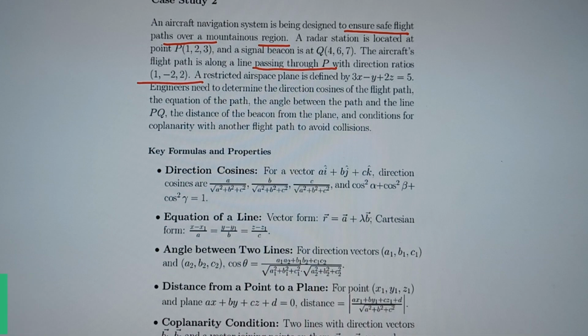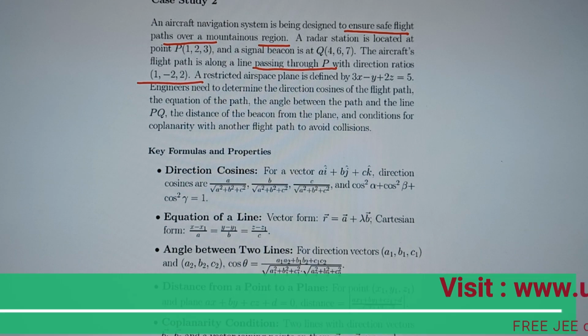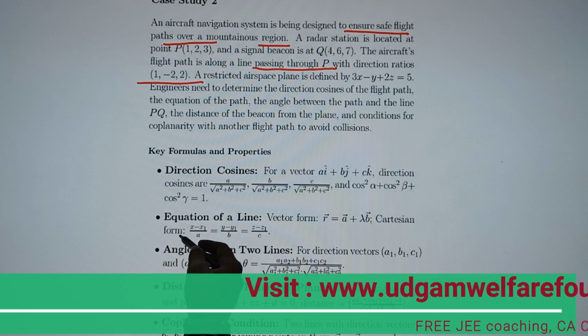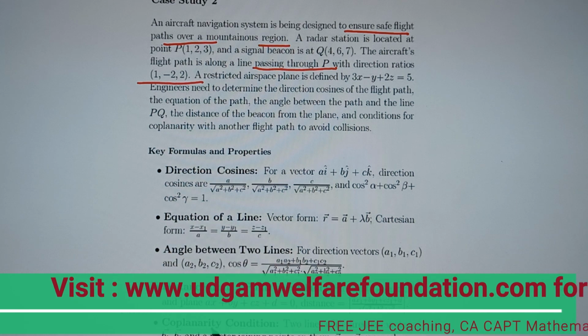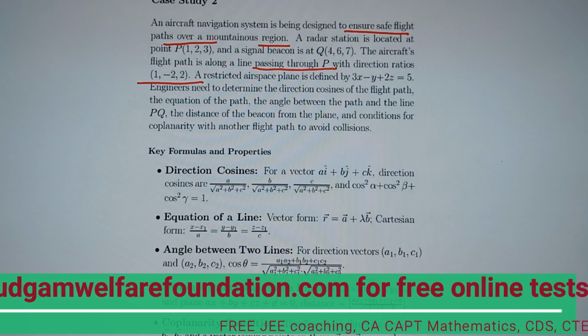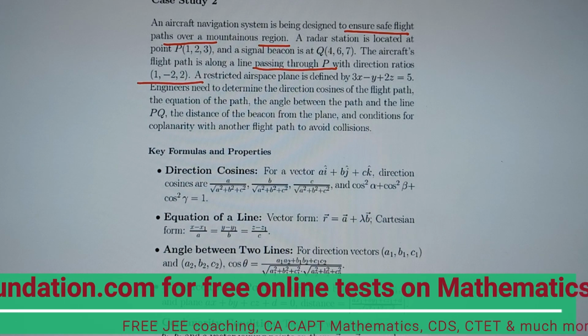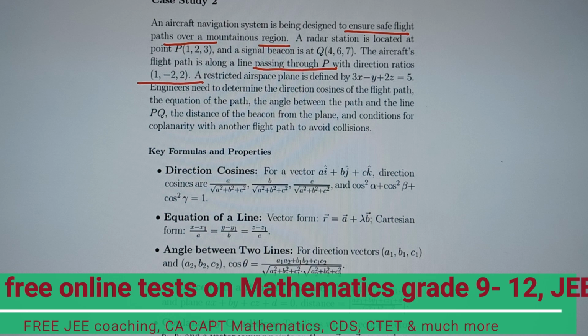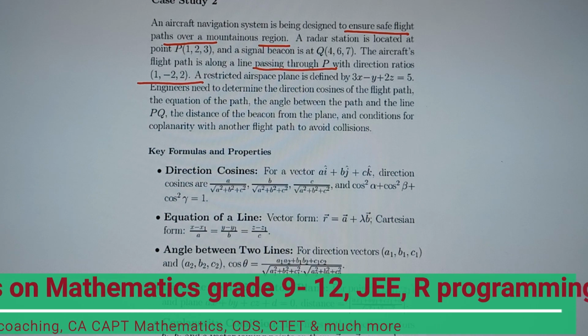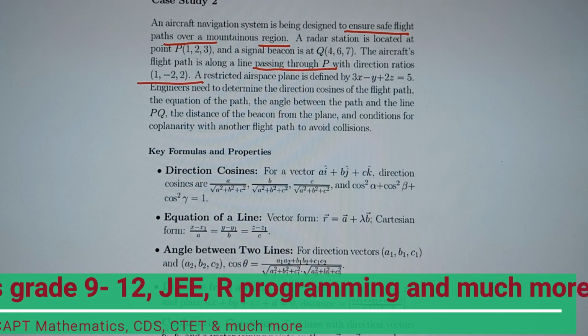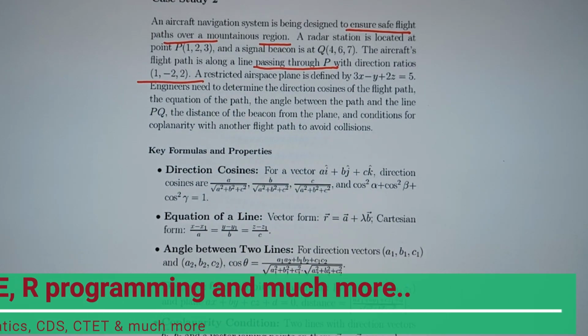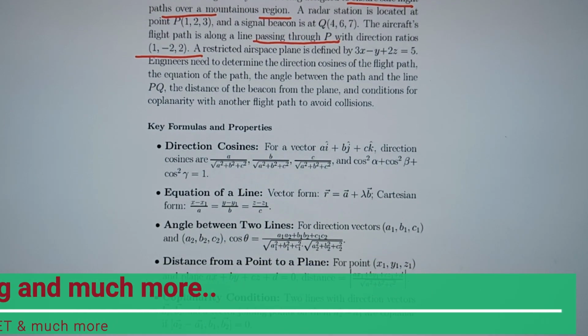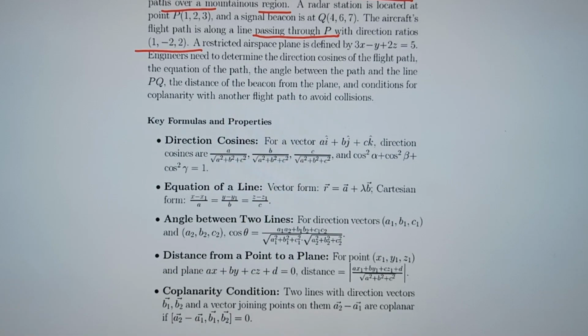For ready reference, I have mentioned the key formulas and properties to find direction and equation of a line, angle between two lines, and distance from a point to a plane. So these are the important key formulas and properties which you can refer to. Also, you should memorize all these properties and formulas so that it helps you in your upcoming board exam.